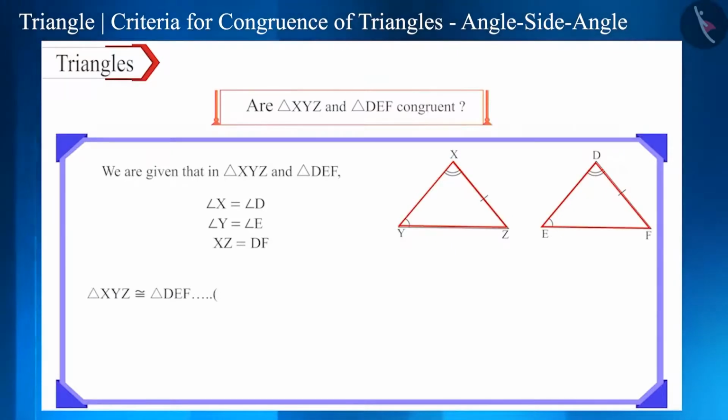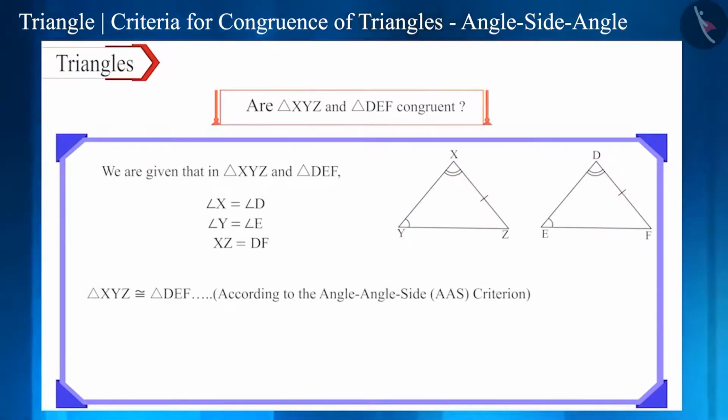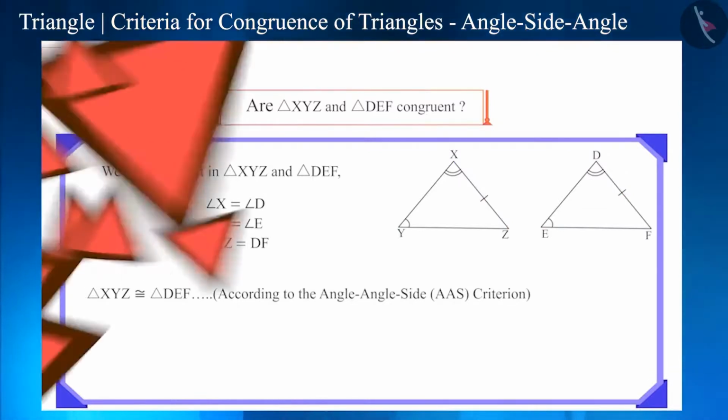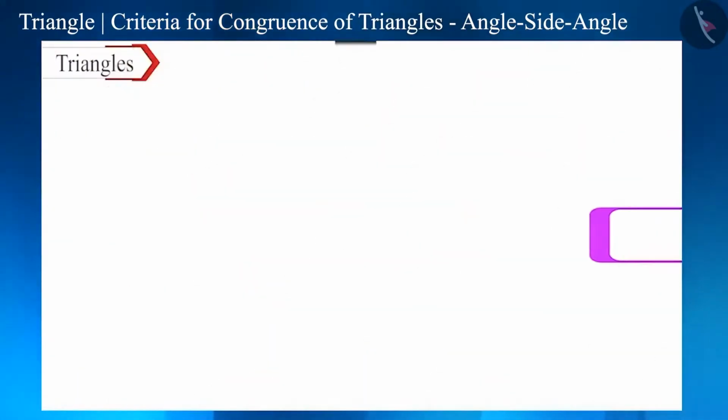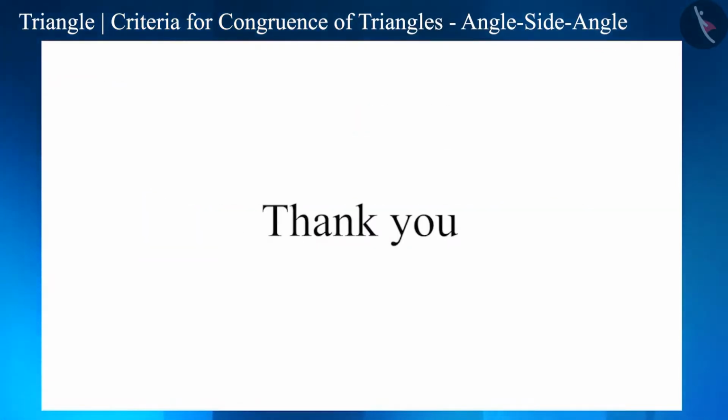But these two triangles are congruent according to the AAS congruence rule. We will discuss this criterion in detail in our next video. That's all in this session. Today we discussed facts related to the angle side angle congruence rule. See you in the next video. Thank you.